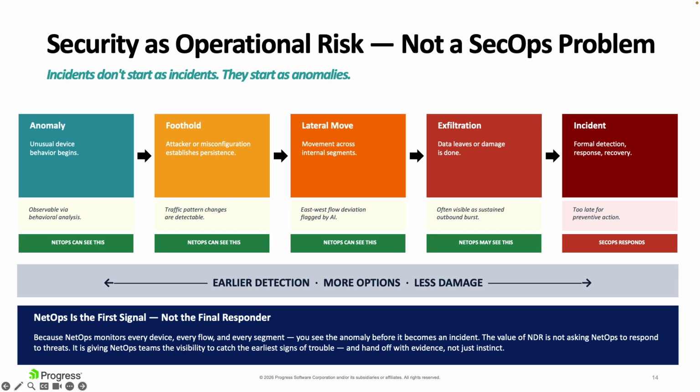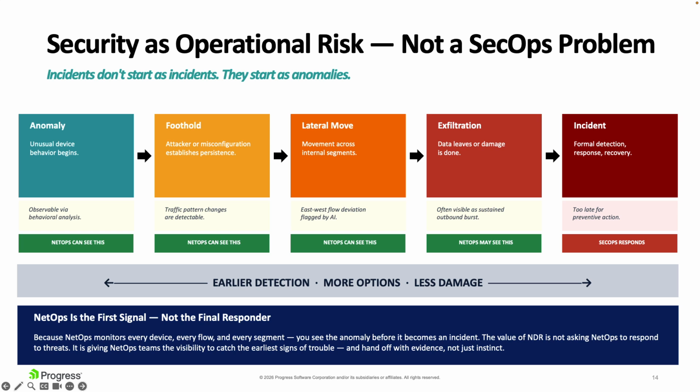So incidents don't start as incidents; they start as anomalies. If we, for example, mention the ransomware attack, usually when a device is infected with malware and starts behaving differently than it usually does, network operations can see it. It's visible from the network and it's observable via the behavior analysis. Then the next step is setting the foothold. So there might be an attacker or a misconfiguration that establishes a presence on a server, and we can see that the traffic pattern has changed. And again, this can be viewed from the network by NetOps teams.